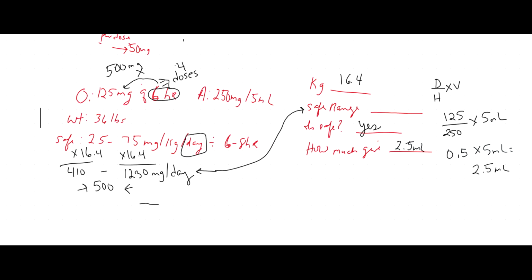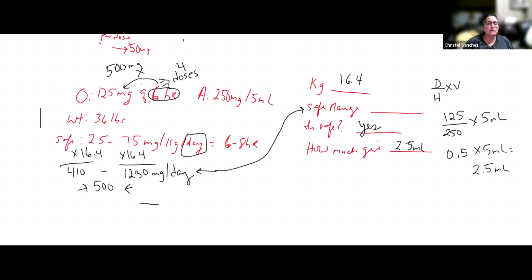Right. And this is the thing, whenever you're first looking at your problem, sometimes it may say for your safe range, sometimes it may say day, which means we would have to multiply it times the dosage, right? But if this just said per dose, would our patient be in the safe range?